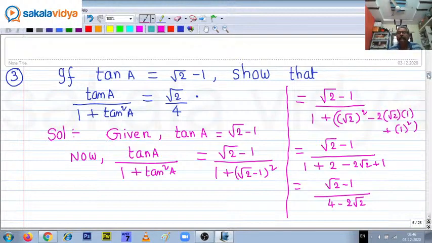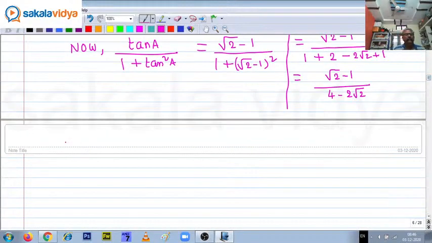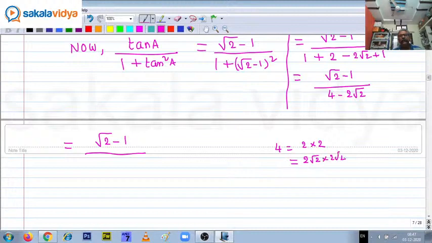So that means, this we can write like this. Root 2 minus 1 upon this 4. The 4 can be written like this. 4 is equal to 2 into 2. Actually you write down 2 root 2 into 2 root 2. 2 into 2, 4 you will be getting. Now you write down like this, this 4 can be written as 2 times 2 root 2.